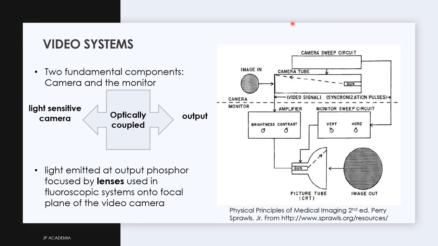Optical coupling can refer to accomplishing any connection using light waves between two or more devices. Light emitted at the output phosphor of the II image intensifier is focused by lenses used in fluoroscopic systems onto the focal plane of the video camera. The amount of light that gets through is determined by the area of the adjustable aperture on the lenses.